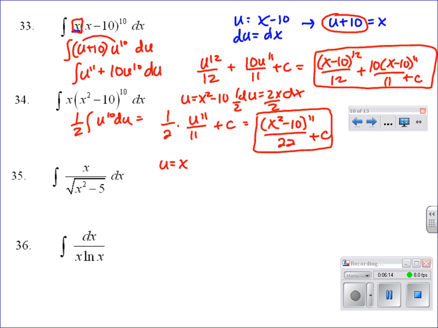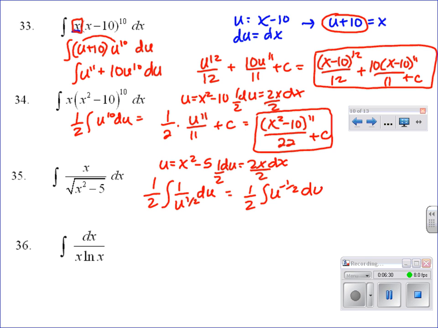Alright, U-substitution again. U equals x squared minus 5, so du is 2x dx. Divide by 2, or multiply by that 1 half. 1 over u to the 1 half this time, not 1 over u. So rewrite it. So you have u to the negative 1 half du. Add 1. If you add 1, you're adding 2 over 2, so that's u to the 1 half. This 1 half comes down. Multiply by the reciprocal, so that's multiplying by 2. These 2's will cancel, so it's just the square root of x squared minus 5 plus c.